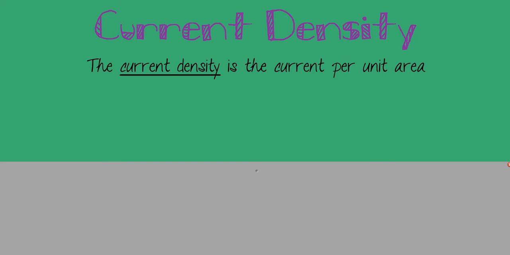One of the other things that we find to be useful when we're dealing with current is something called current density, or the current per unit area. We use a capital letter J for current density, and it can be expressed as the current divided by the area. Now, when we're talking about area here, we're really talking about cross-sectional area of our conductor. Cross-sectional meaning the area that would be perpendicular to the way that the current is flowing.